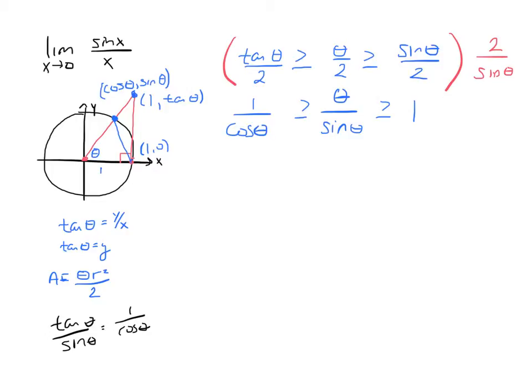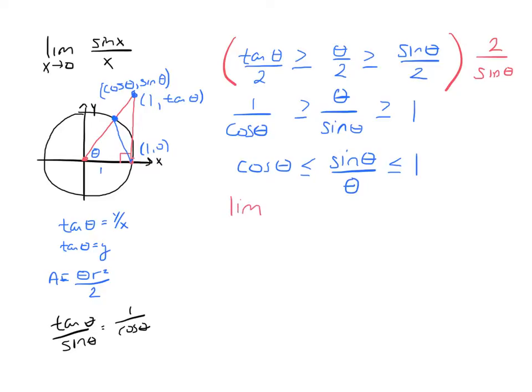Our next step, what we'll do is take the reciprocal of each of these. The reciprocal of 1 over cos is cos. The reciprocal of theta over sine is sine over theta, and then the reciprocal of 1 is just 1. But since we took the reciprocal, we have to change our signs here to less than signs. Now notice we have this inequality like we saw with the squeeze theorem. We've got one function squeezed between 2 other functions.